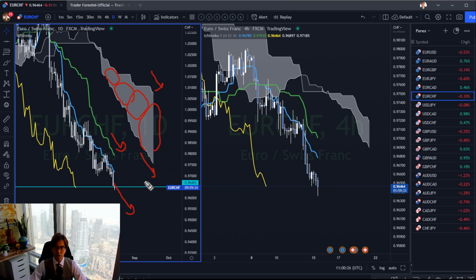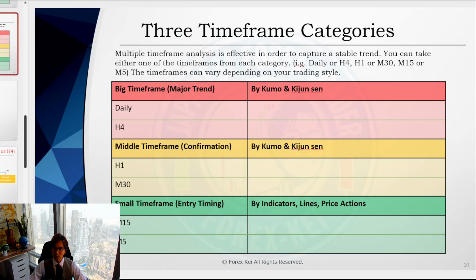You can look for the confirmation based on the 1 hour or the 30-minute time frames. And also, if you check the 4-hour time frame, it's also downtrending. Senkou Span B down, A down, Kijun Sen down too. So this one is also a nice time frame to follow. So in this case, both time frames are trending, and you may wonder which one to follow. I pick either daily or 4-hour to follow.